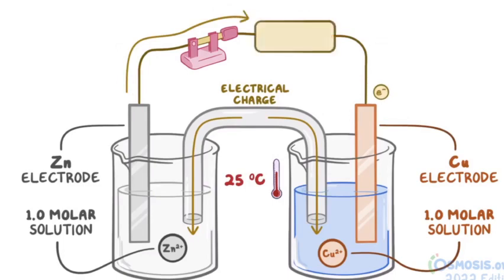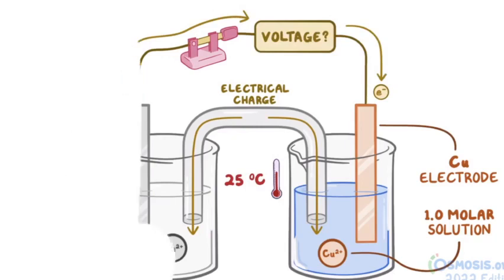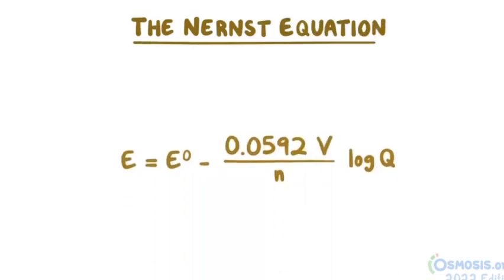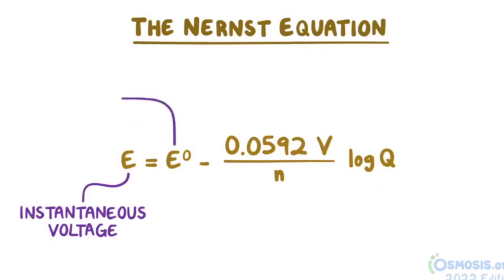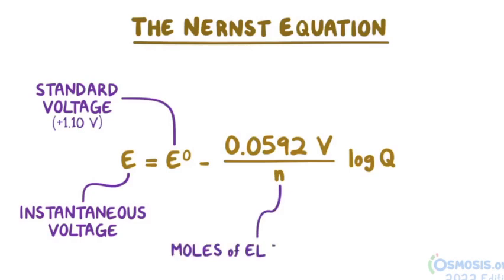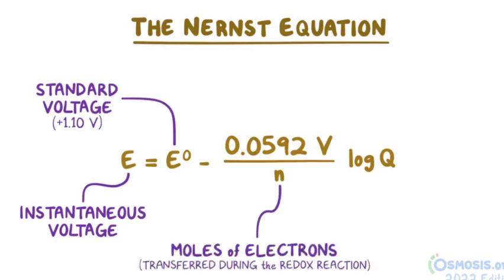Now, if we want to calculate the cell potential or cell voltage for this zinc copper cell, we need to use the Nernst equation. So here's the Nernst equation. E refers to the instantaneous voltage of the galvanic cell, or the voltage at a specific moment in time. E0 is a constant called the standard voltage, and it's simply based on the two metals that we're using in our galvanic cell. We can look up this number for zinc and copper, and we find that it has a value of plus 1.10 volts. N refers to the number of moles of electrons that are transferred during the redox reaction.